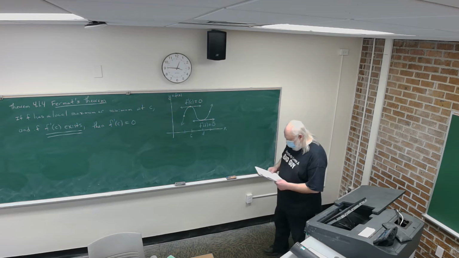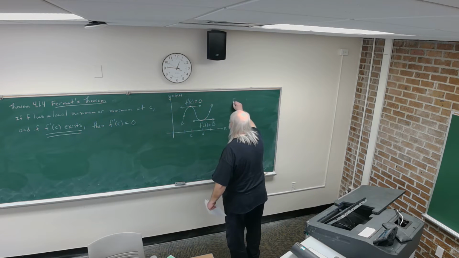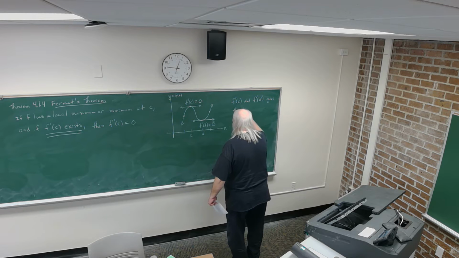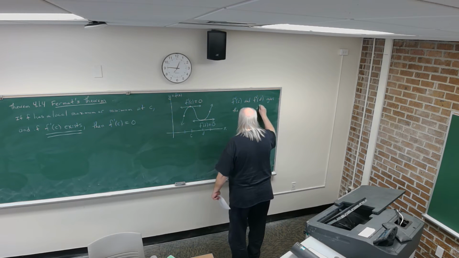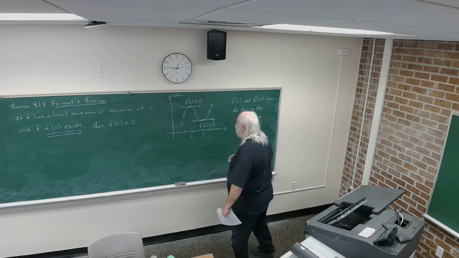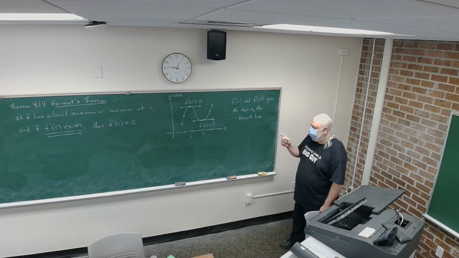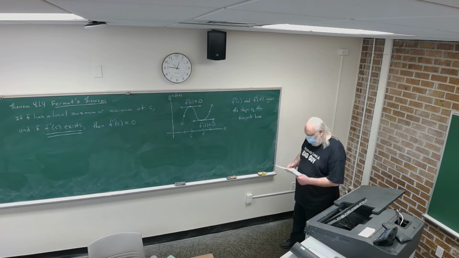All right. So just to remind you, f prime of c and f prime of d give the slope of the tangent line. And when the derivative exists, the slope of the tangent line is 0.